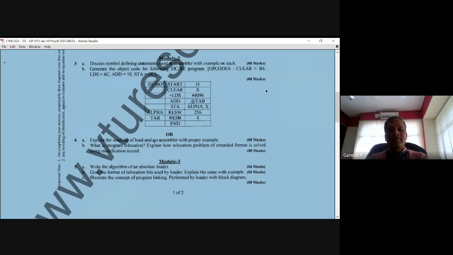So they have given a new name just to confuse or twist you, so you should not forget. A load and go assembler is nothing but a one pass assembler. You have to write that assembler only.